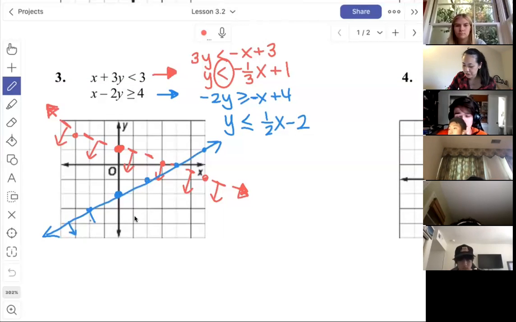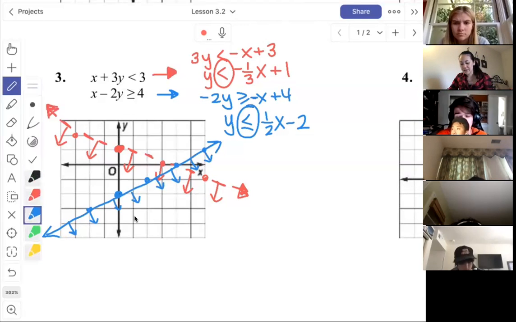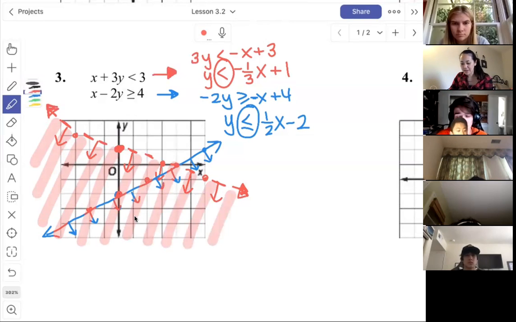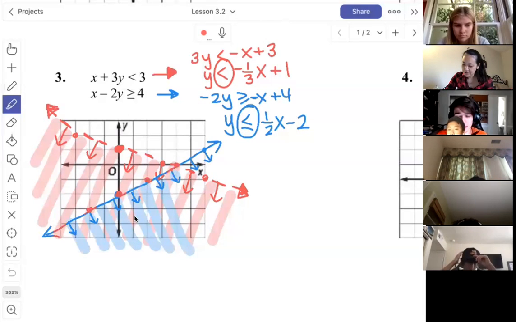And less than, so we would shade down towards the bottom of the y-axis. If you guys notice where I would shade, let me do a little bit of shading so you guys can see. This one I would shade here. And this one I would shade here. So you want to find the intersection of both of those regions.